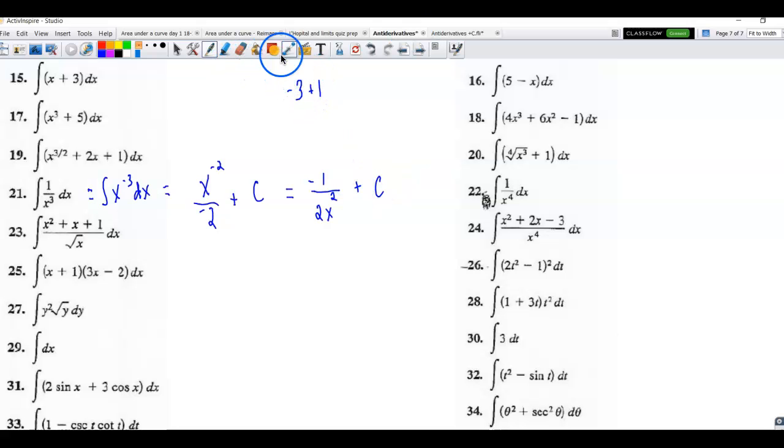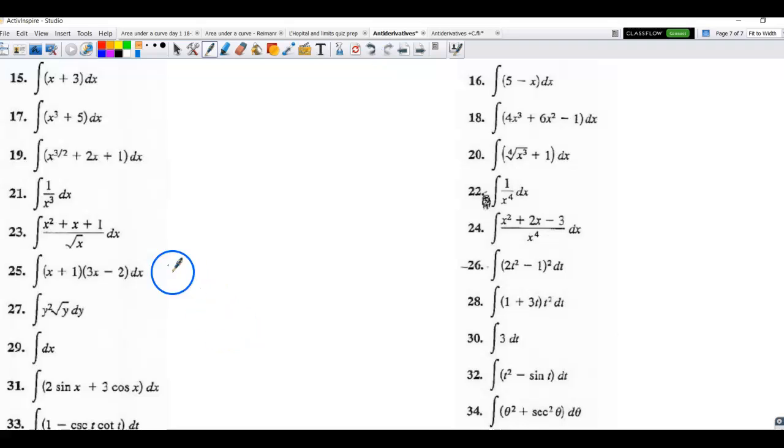For number 23, 23 is a really important problem. Pay very close attention. You will see this many, many times throughout this course. So we can only reverse the power rule, so therefore we need a term by term situation. So the first thing we're going to do is a rewrite. And the algebraic rewrite is going to be to take one fraction with one denominator and make it into 3 fractions with its own denominator. So I'm going to have x squared over x to the 1/2 power plus second term x over x to the 1/2 power plus 1 over x to the 1/2 power dx. That's just a rewrite. Haven't done any calculus yet.